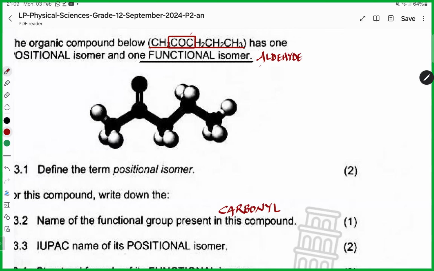But I want to explain what we mean by positional isomer. We're going to do it tomorrow anyway. In a positional isomer, you are not going to deal with the different homologous series. So you're going to have the same homologous series with the same molecular formula, but the position of the functional group will differ.